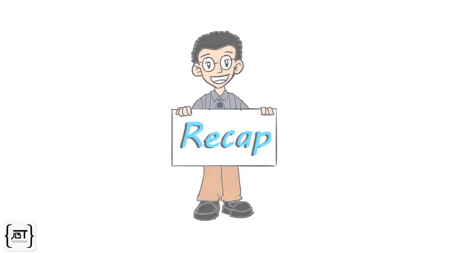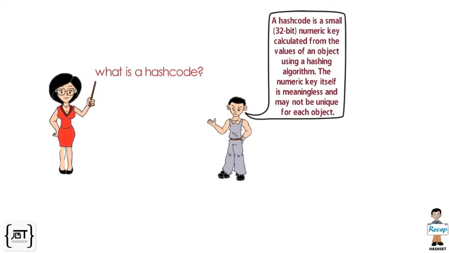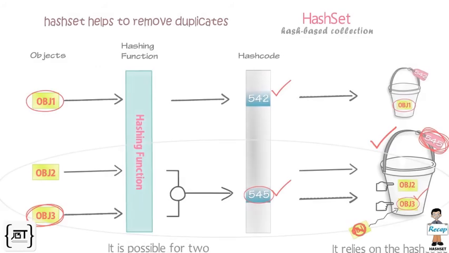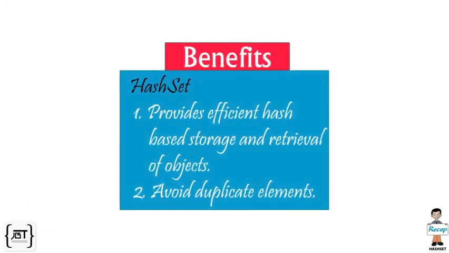Recap. In this video, we saw that a set is an unordered collection of distinct elements. HashSet is a type of set that uses a hashing function to compute an integer value called the hash code for an object. Based on the hash code, objects are added to buckets and retrieved also. HashSet provides efficient storage and retrieval of objects and helps to avoid duplicates.